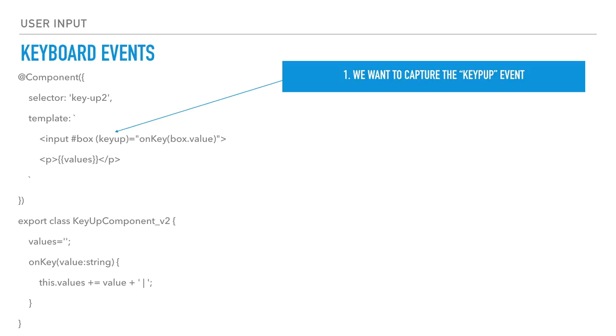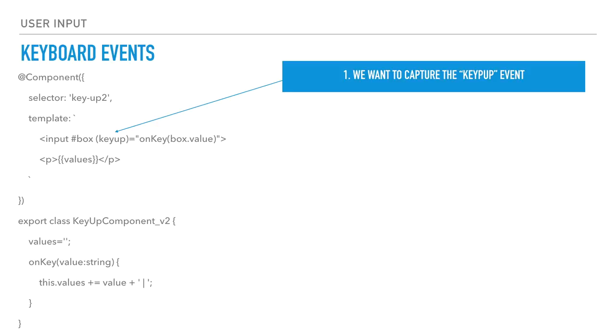If we look at the input, we have this #box. This is new. This is a way that Angular 2 is telling us, create a local variable that is pointing to the input. So what is in the box? Basically the same as the input. It's the input itself. It's a local variable pointing to the input, and that's why we can do box.value and just get the value from the input.